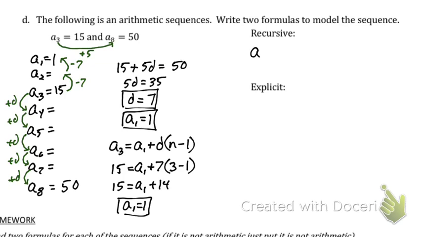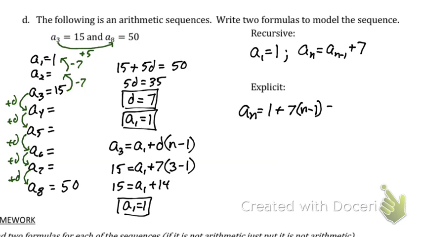Our recursive is just a sub 1 equals, we determined that's 1. And we're also going to do our a sub n equals a sub n minus 1 plus our common difference, which is 7. Our explicit formula would be a sub n equals my first term, which is 1, plus my common difference times n minus 1, which is the exact same thing as if I distribute that 7, I would have 7n. 7 times negative 1 is a negative 7, plus 1 is going to be minus 6. That is my explicit formula, and that's my recursive formula. And that is all we're going to be covering today.